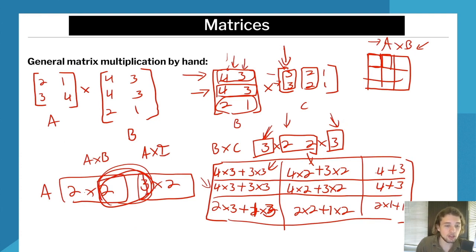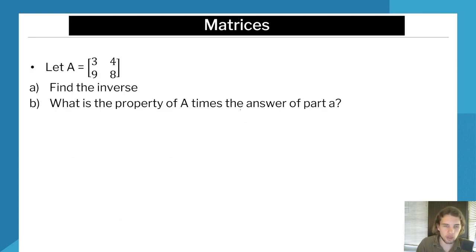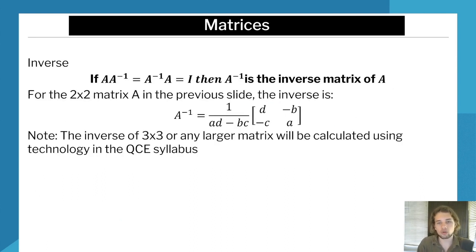If A's columns is the same amount as I's rows. So if A has 2 columns, you can multiply it by this. If A has 3 columns, you can multiply it by this one here, which we'll call identity 3, and this one we can call identity 2. So we can do that to sort of work with the inverse here.